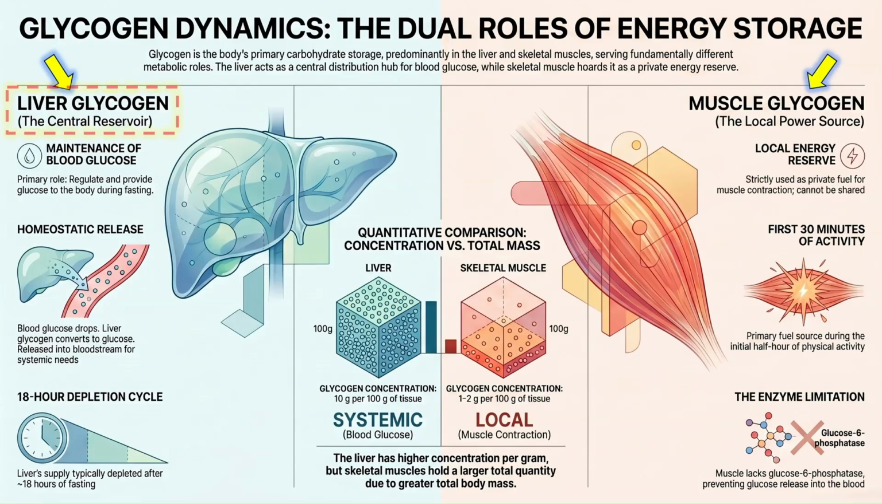Now, let's start with the liver glycogen. The primary function of the liver is the maintenance of the blood glucose concentration. After a meal, excess glucose is converted to glycogen and stored in hepatocytes. During fasting, when the blood glucose begins to fall, the liver breaks down the glycogen and releases the glucose into the bloodstream. Look at the blood vessels shown here.